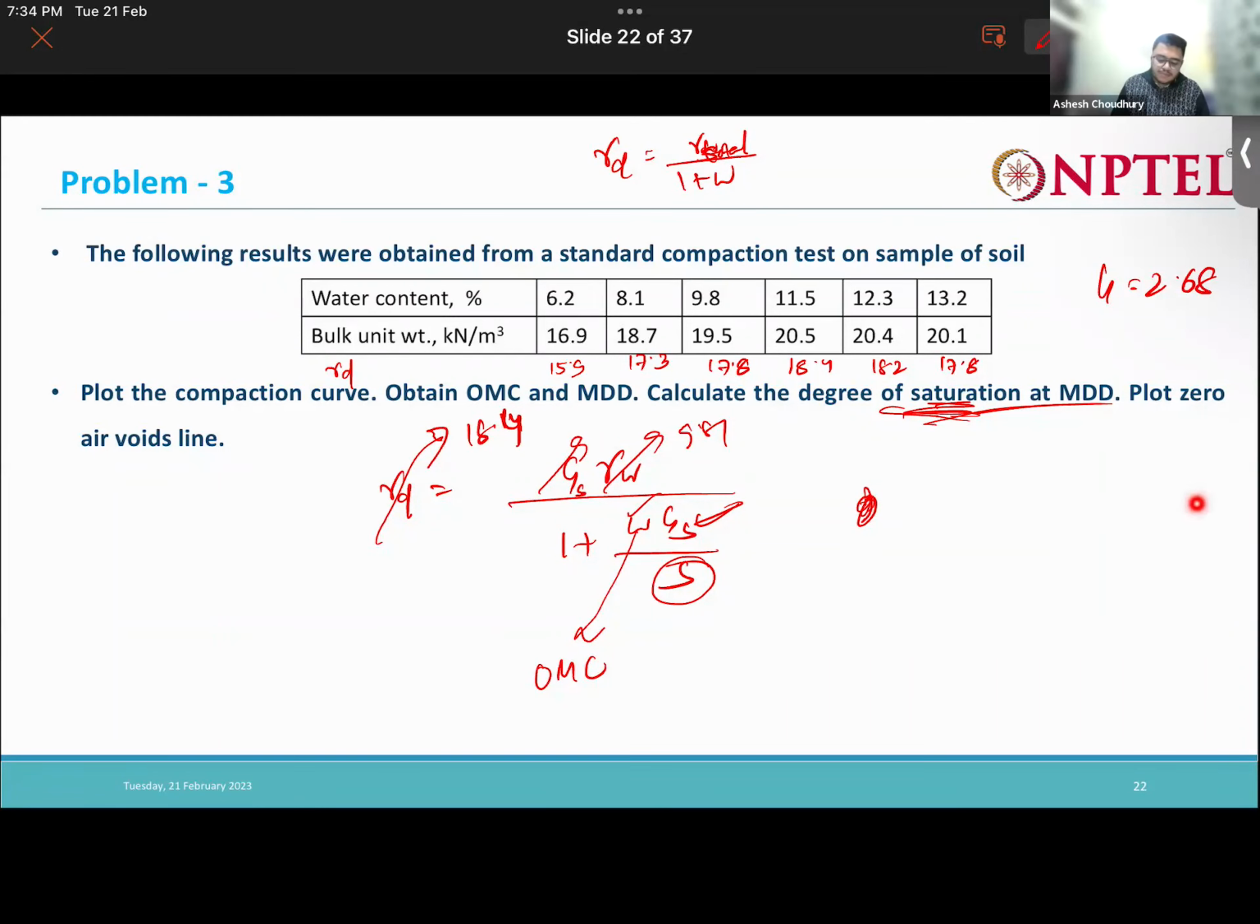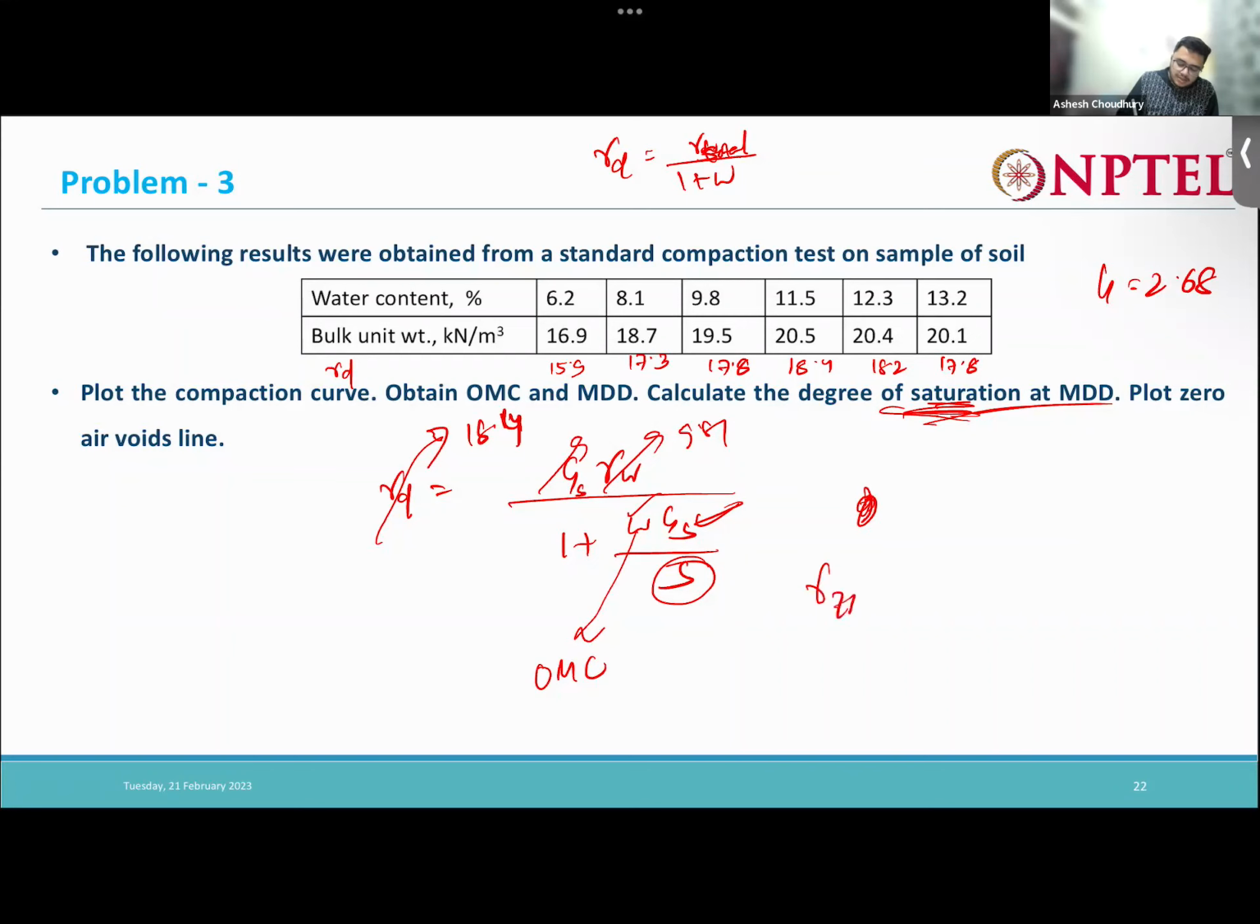Now it is also asked to plot the zero air void line. To plot the zero air void line, you just need the relation of the zero air void line, which was already discussed, with G. So this is the relation of the zero air void line, right? It gives the theoretically maximum possible value of dry density.